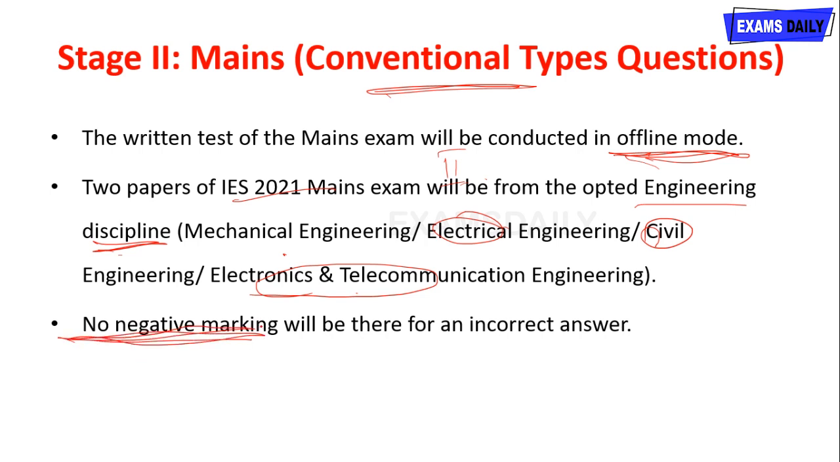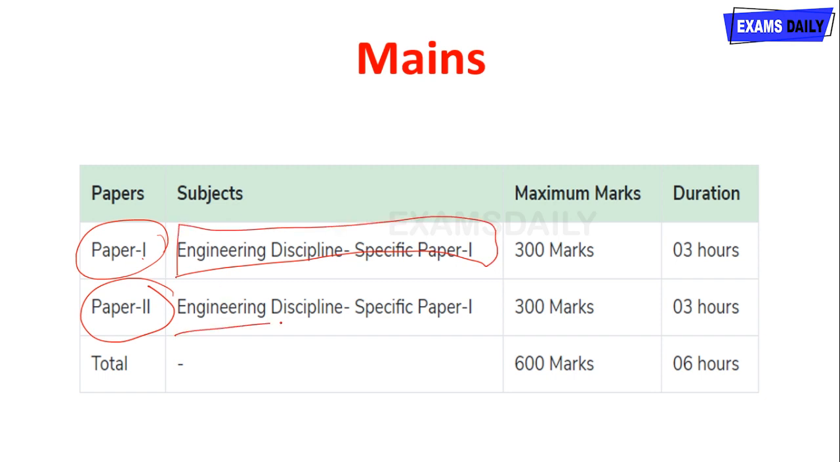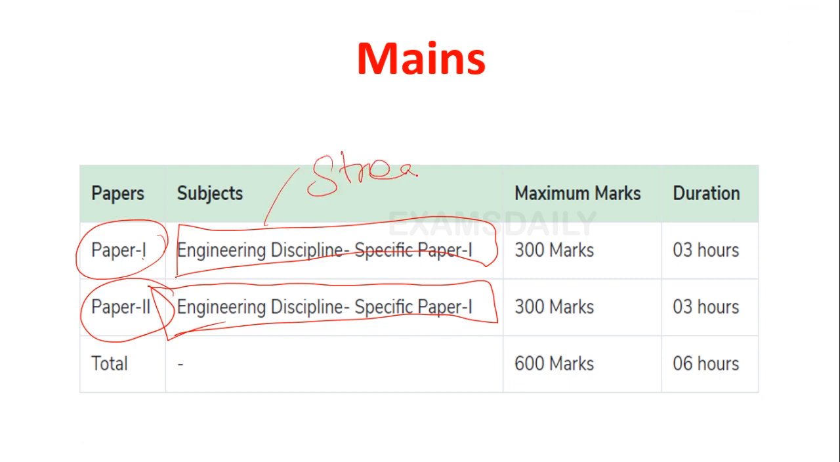There is no negative marking for any incorrect answer. If you answer all questions clearly and correctly, you will get full marks. There are no negative marks for this stage 2. This is the examination pattern for the mains examination. It comprises paper 1 and paper 2, both engineering discipline specific papers. Only questions based on your stream will be asked.